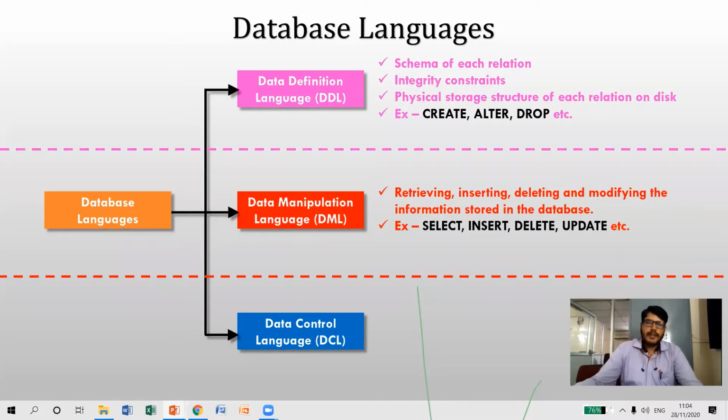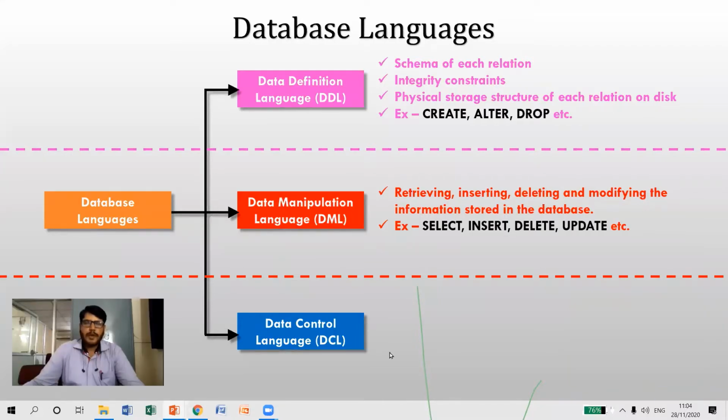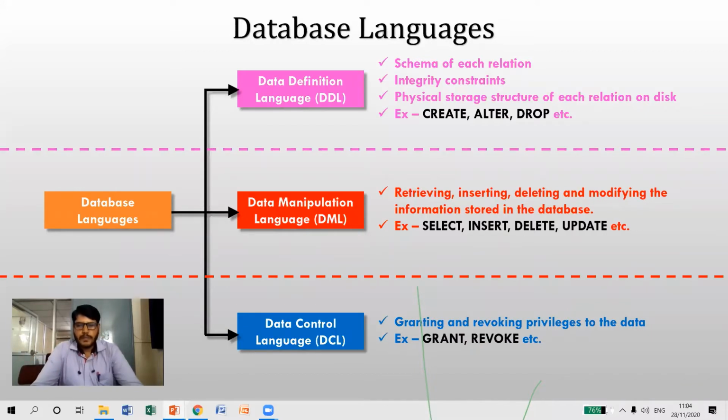And DCL statements. DCL stands for data control language. With the help of these statements, we are able to grant and revoke the privileges or permissions to the user. Assume that I have created one table. To insert a record, to whom do I need to grant the privileges?